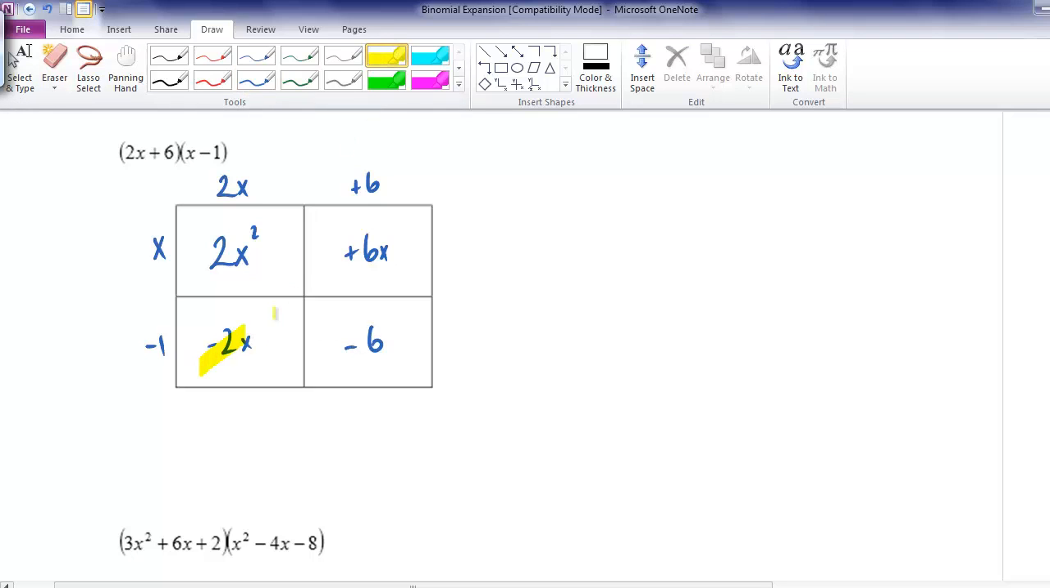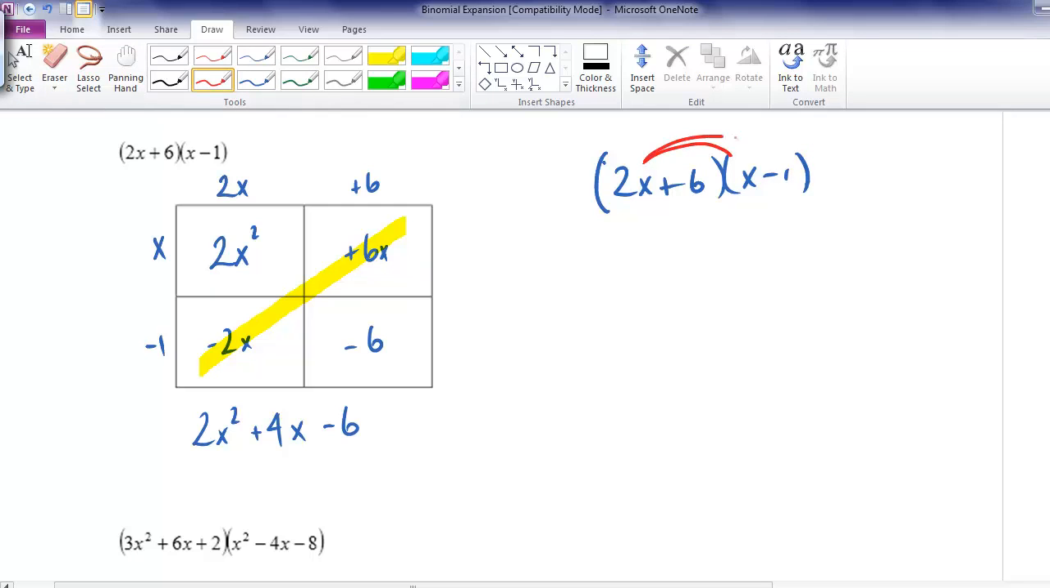And again, what I really want to point out is across here are like terms, and when we combine our like terms, we end up with 2x squared plus 4x minus 6. And if we were going to do FOIL, again, remember FOIL is just the distributive property twice. If we're going to FOIL out the brackets, what we're going to end up with is this times this, and this times this, and this times this, and this times this.